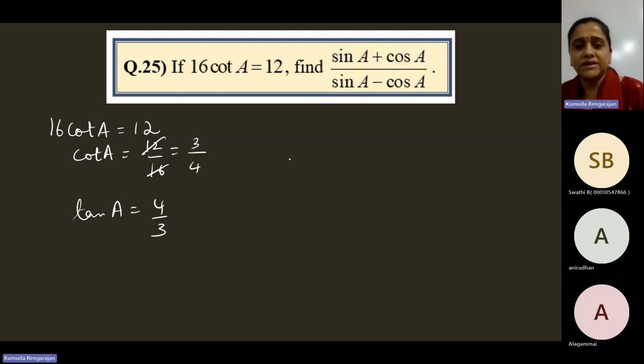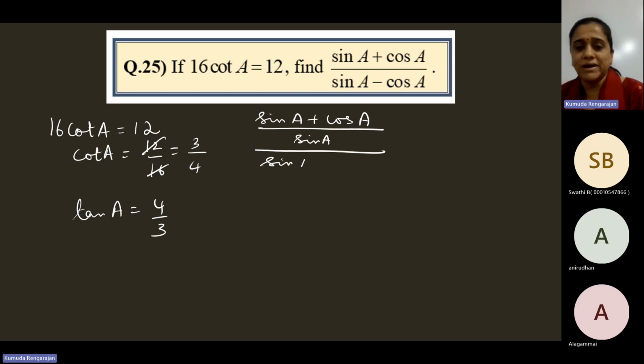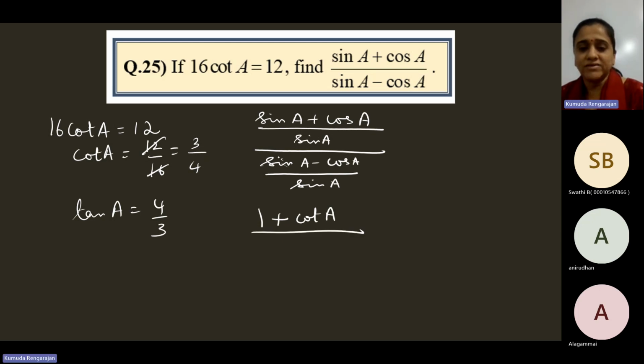So sin A plus cos A, you should divide by what? Sin A. Sin A divided by sin A minus cos A by sin A. What is sin A by sin A? 1. Plus, what is cos A by sin A? Cot A. So 1 plus cot A by 1 minus cot A. That's all. See, we didn't use a triangle at all.